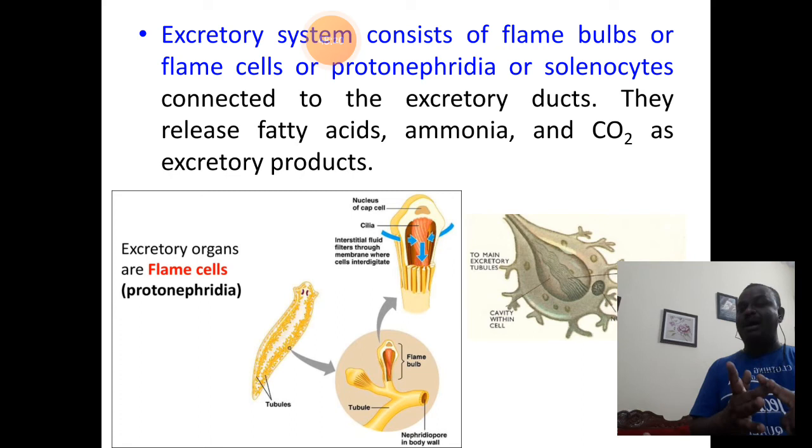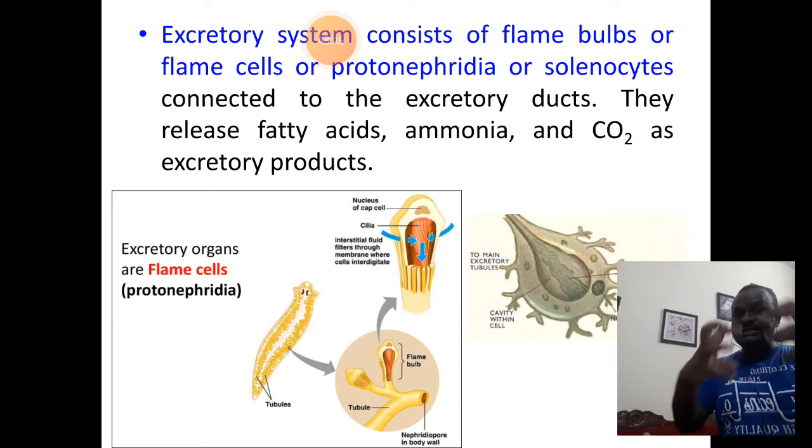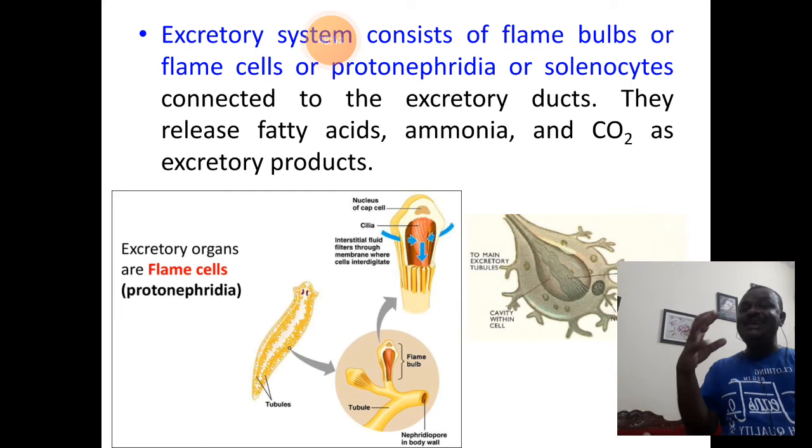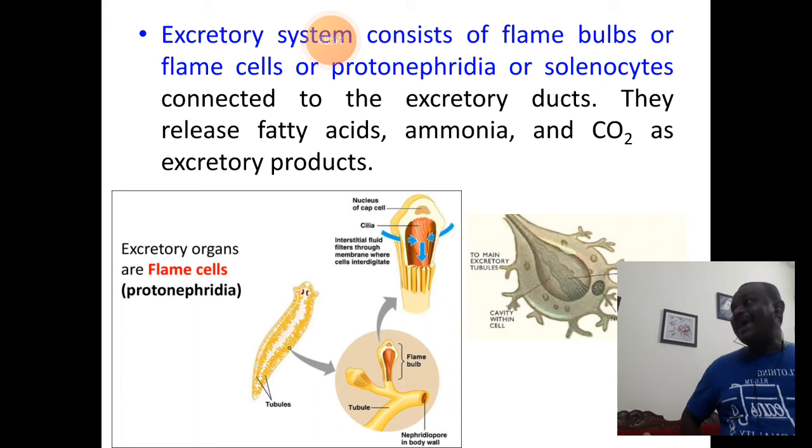Students, remember, these products are called excretory products. Water is an excretory product, ammonia is an excretory product, carbon dioxide is an excretory product, and few fatty acids also. And these cannot remain within the cell because the cell will be poisoned, it will die. Hence, there is a system involved to remove this excretory waste. So water, carbon dioxide, ammonia, and fatty acids are removed by using a system which we call the excretory system.